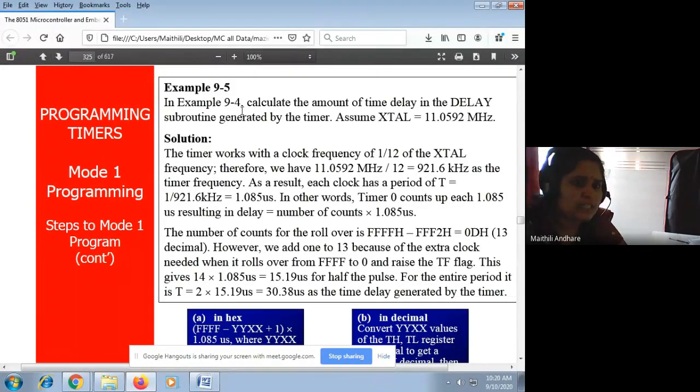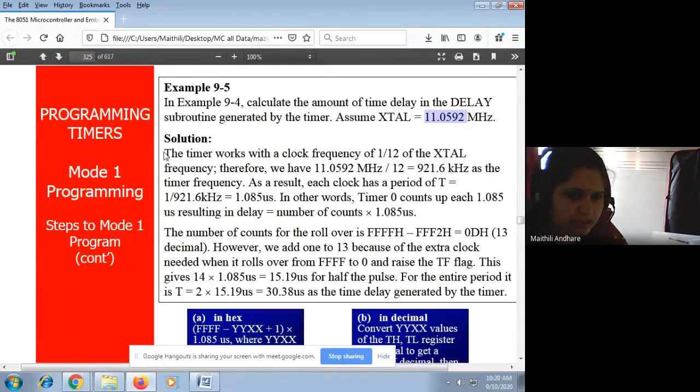Now see what is given. Calculate the amount of delay in the delay subroutine generated by the timer. Assume the crystal frequency is 11.0592 megahertz. From that you should come to know that this is the on-chip crystal, the internal frequency. Obviously the operation is delay generation, so by that way also you can cross check. They have given the frequency.